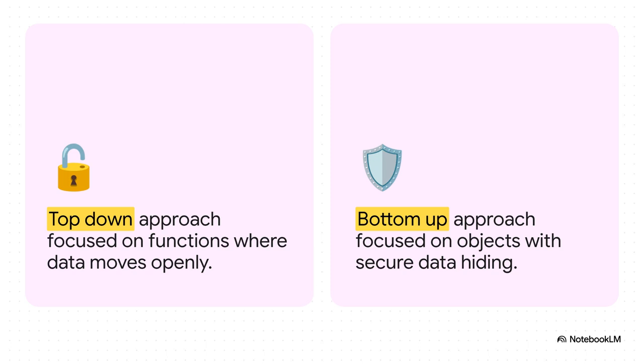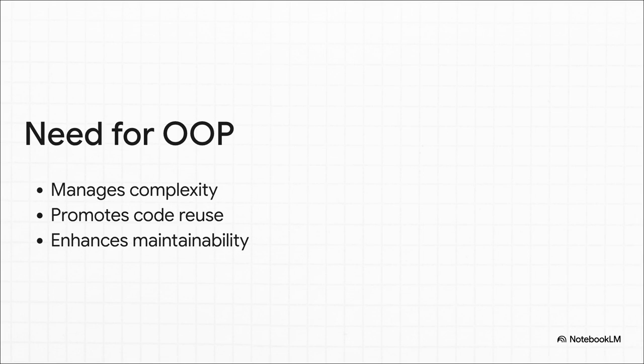Object-oriented programming flipped this entirely. It takes a bottom-up approach, binding data and functions together into objects, and it uses secure access specifiers like public, private, and protected to really lock down and protect that data. So the big takeaway here is that OOP wasn't just invented for the fun of it. It was really the hero that saved large-scale software development.